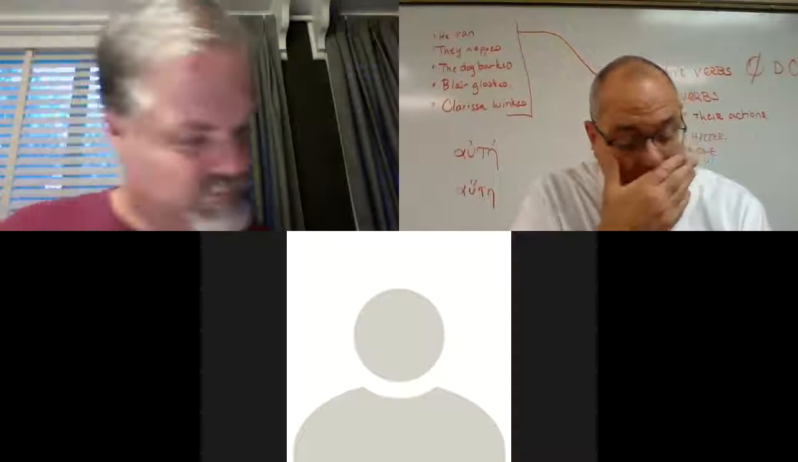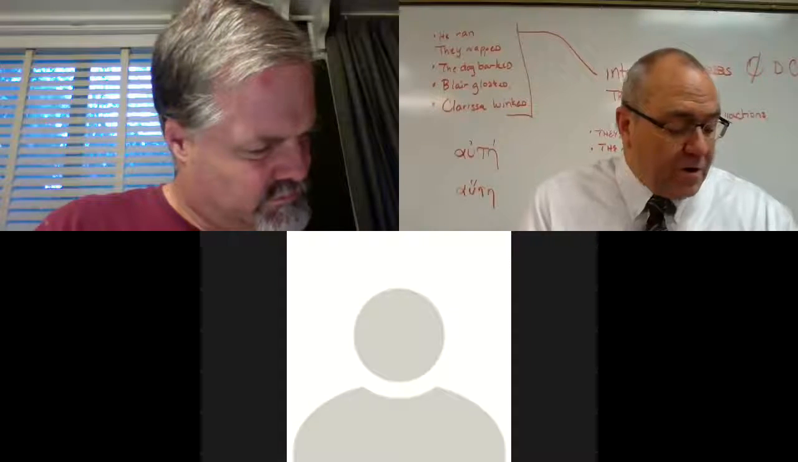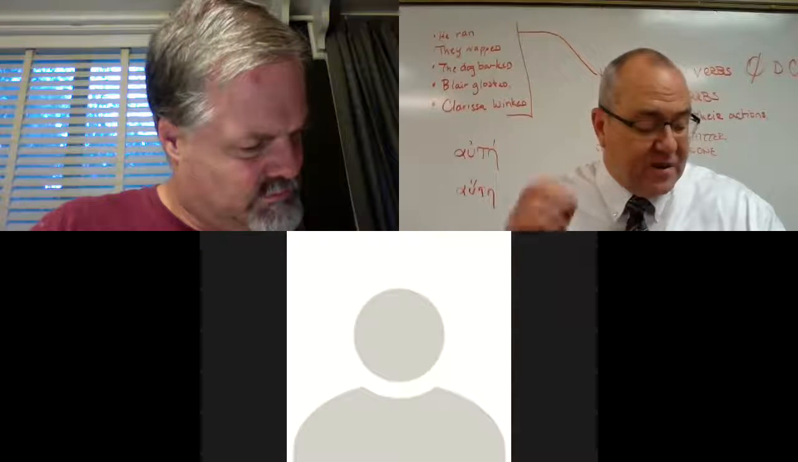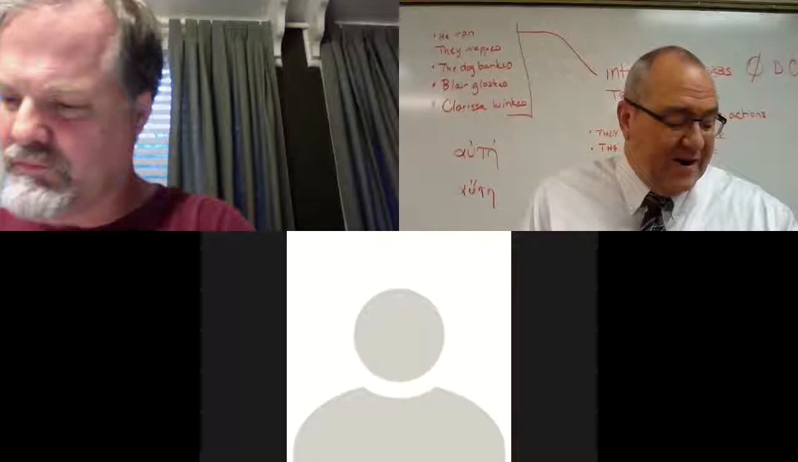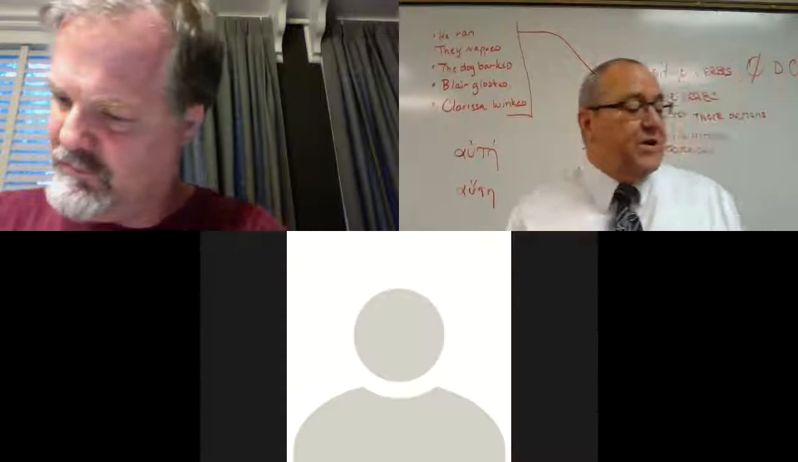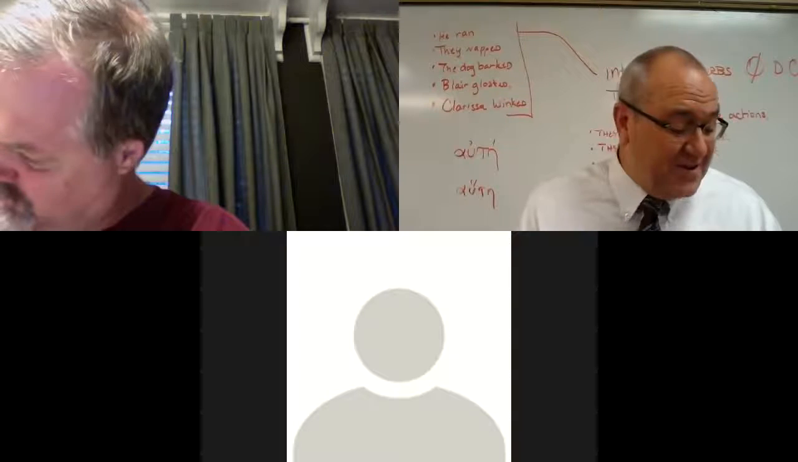All righty? Number 16. Ho Christos kephale tes ekklesias. And all of us ought to get this one. How would you put it? Christ is the head of the church. All right, let's go on to the next page. What is the verb? Well, it's not there, is it? Nope. There's no verb in that little sentence right there.